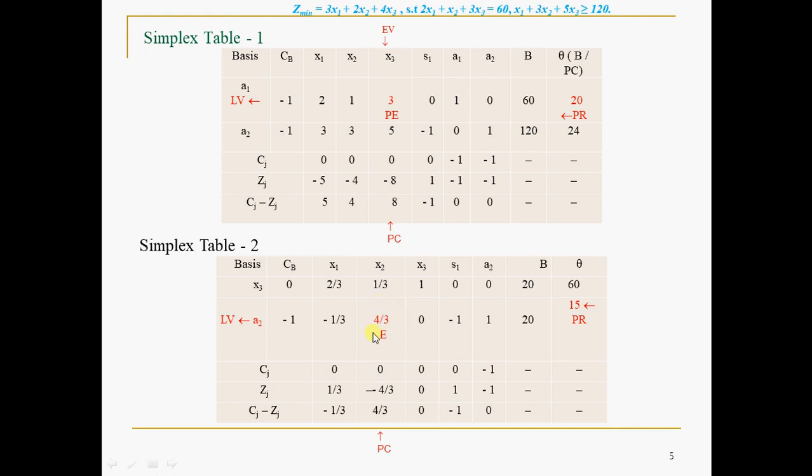What is PE? Pivotal element. Of course, the variable corresponding to PR is LV. LV means leaving variable, I mean in the next table. Why do you have to go to the next table? Because all Cj minus Zj are not lesser than or equal to 0. You have to go to the next table.